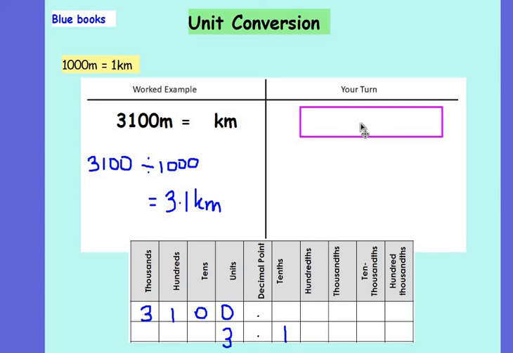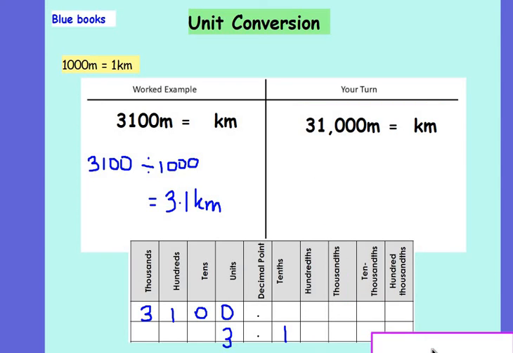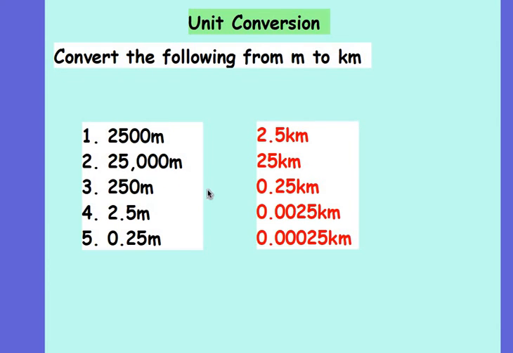Okay, Year 9, in your dark blue books, can you convert 31,000 metres to kilometres for me? Pause the video and have a go at that now, please. Okay, let's go through the answer. We've got 31,000 divided by 1,000, which leaves me with 31 kilometres. Oh, I've left the answers up.